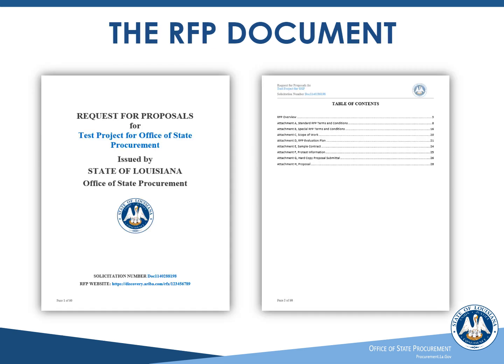Now we will go over what is included in the RFP document. The RFP document consists of a cover sheet, table of contents, RFP overview, and 8 attachments we will cover in this presentation. The cover sheet provides the project name, agency name, solicitation number, and the RFP website link. The website link is where the electronic version of the RFP documents can be found in LISA. Following the cover sheet is the table of contents, which outlines the documents that make up the final RFP document.